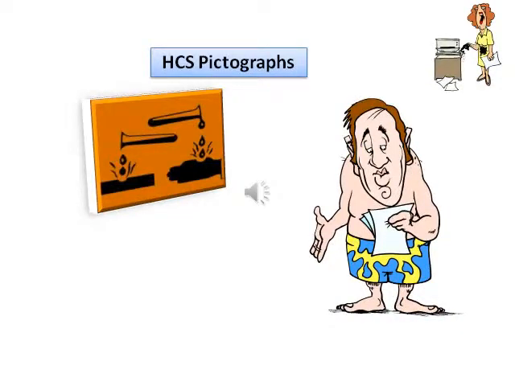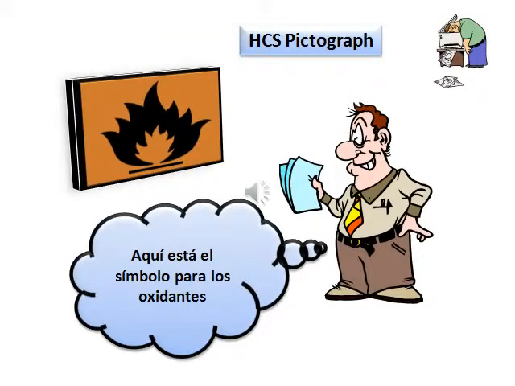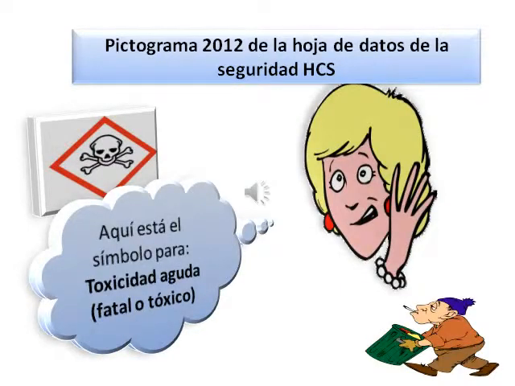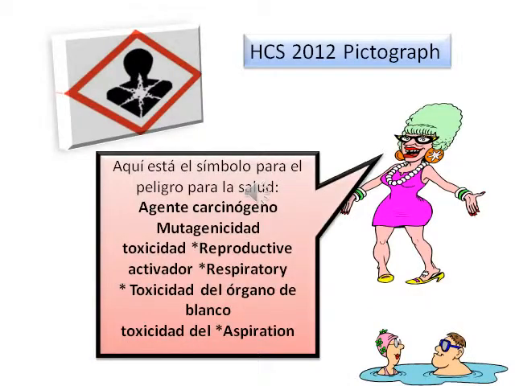Here is the pictograph for skin corrosion, burns, eye damage, and corrosive to metals. The symbol for oxidizers is shown here in this pictograph. In this slide, we see the symbol for acute toxicity, fatal or toxic. The symbol for health hazard, depicting carcinogens, mutagenicity, reproductive toxicity, respiratory sensitizer, target organ toxicity, and aspiration toxicity is shown here.